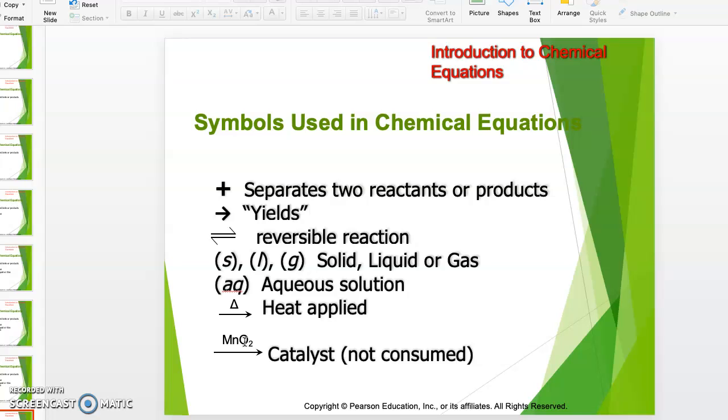Some reactions will take hours to complete, but the second you add a catalyst to it, it lowers the energy of activation and makes the reaction go a lot faster. This is actually manganese 4 oxide. You uncrisscross these.